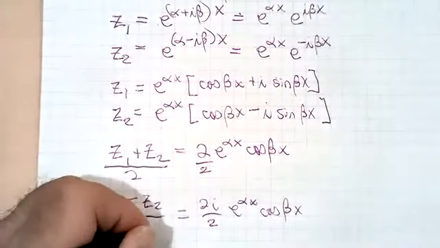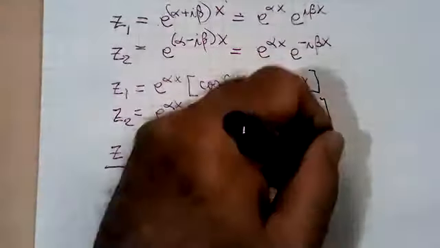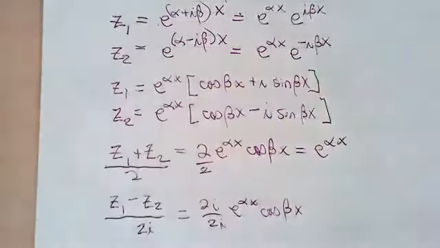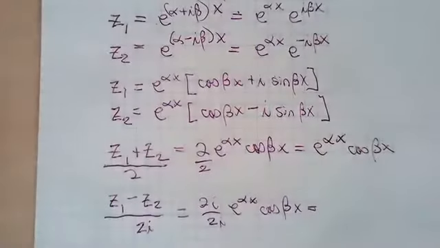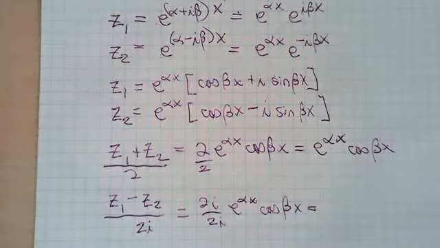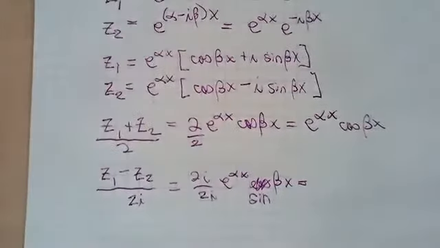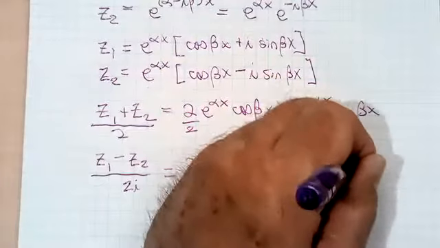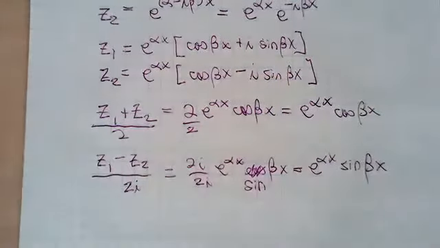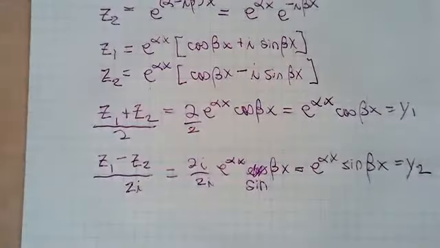And now instead of dividing by 2, I'm going to divide by 2i. And so I get 2 real basis functions, e to the alpha x cosine beta x and e to the alpha x sine beta x. Whoops, I did something stupid, this is sine. And this we're going to call y1, and this we're going to call y2. Those are our 2 basis functions.